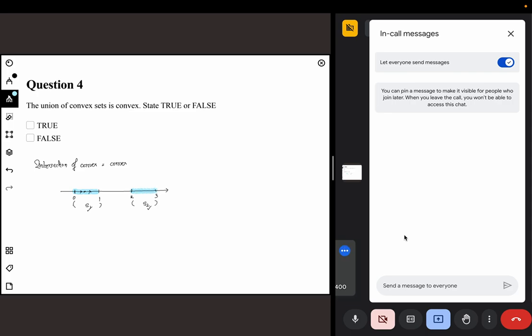So is the union also convex? You can take this point and this point, and when I do the linear combination, it can fall outside the set, right? So it may not always be true. When you take an intersection, it will always be convex, but a union will not always give you a convex set. Okay.